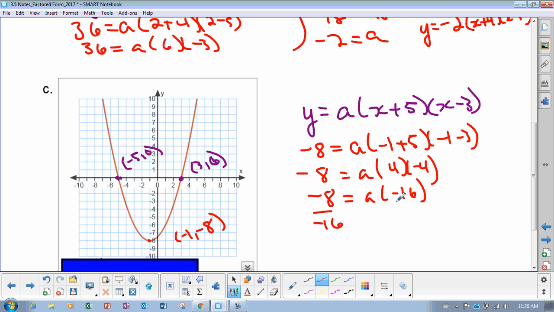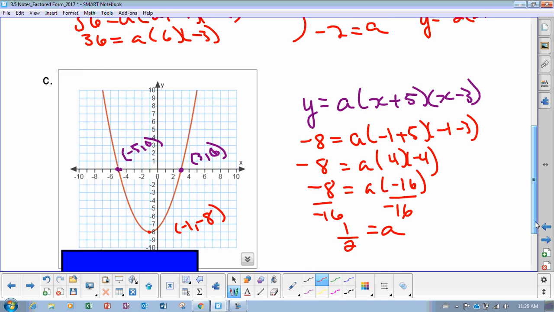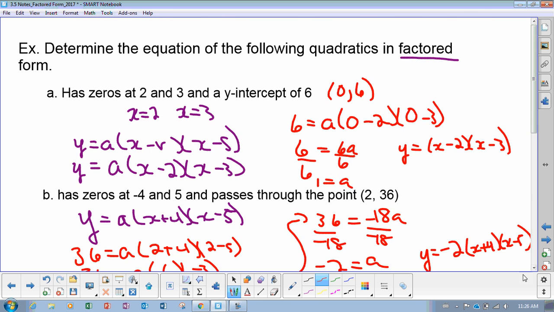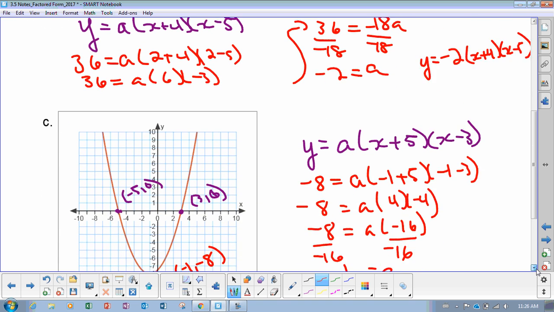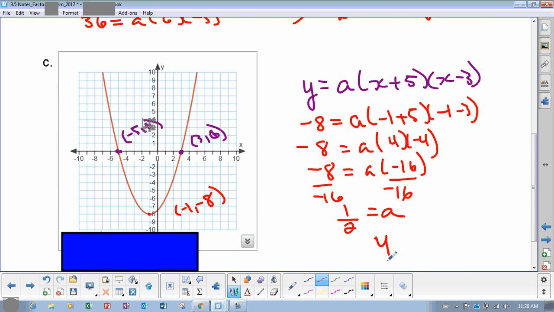Divide by negative 16 on both sides. So I get 1 over 2 is equal to a. And that makes sense. It should be positive because it's opening upwards. And it does look compressed. So our final equation for that graph is going to be y equals 1/2 times x plus 5 times x minus 3.